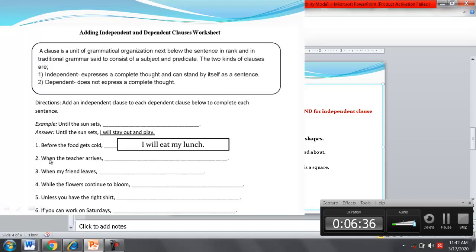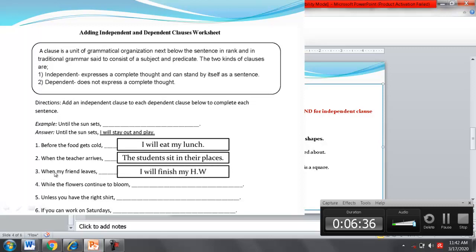The second one: When the teacher arrives. So once again, what is this? It's a subordinate clause, so I need to add an independent clause. This is my independent clause: the students sit in their places. The third one over here, it's a subordinate clause, and I need the independent clause. When my friend leaves, I'll finish my homework. This is the independent clause which I need to add.